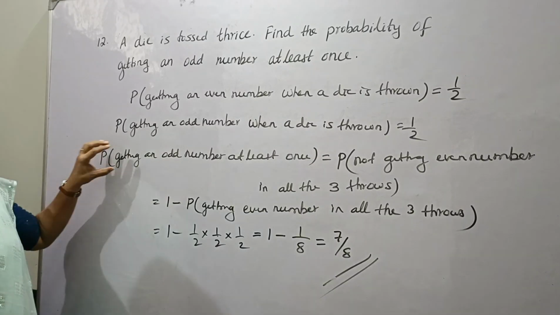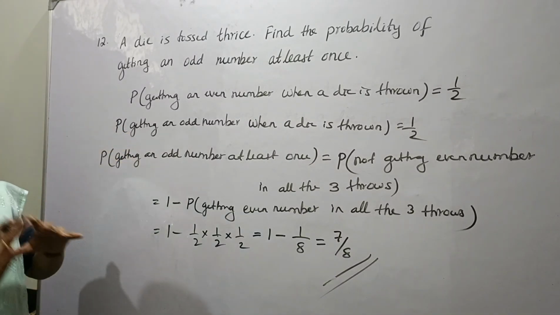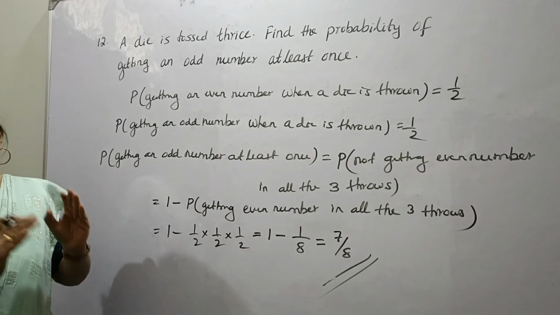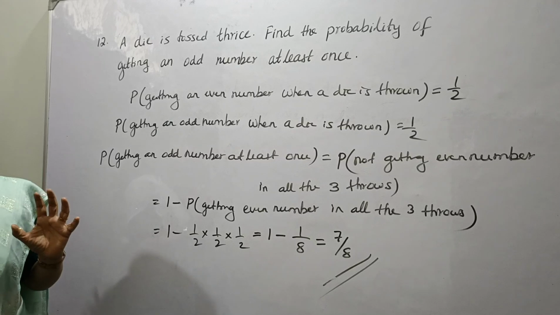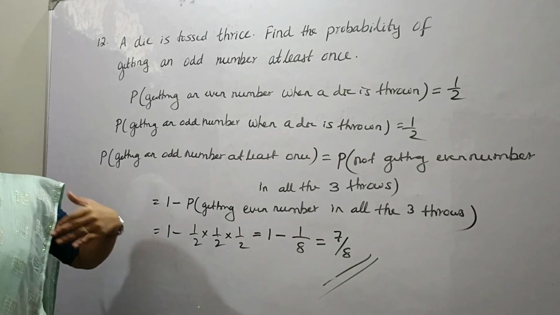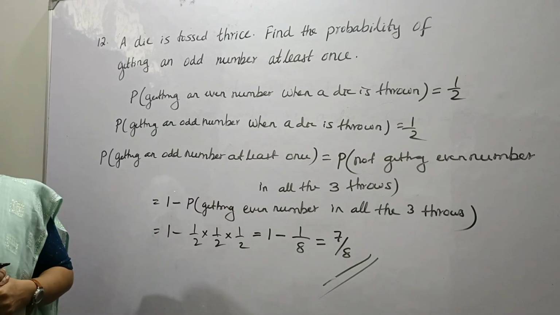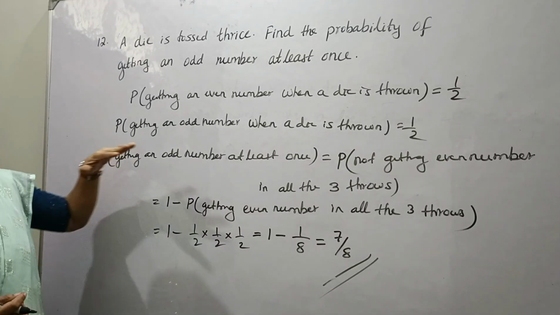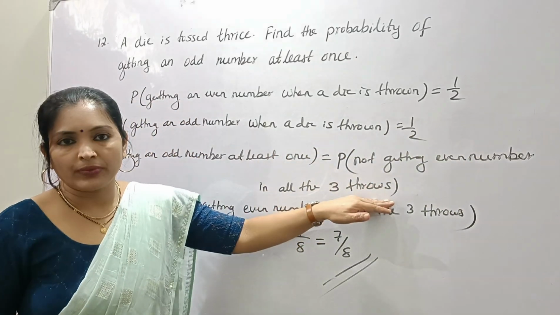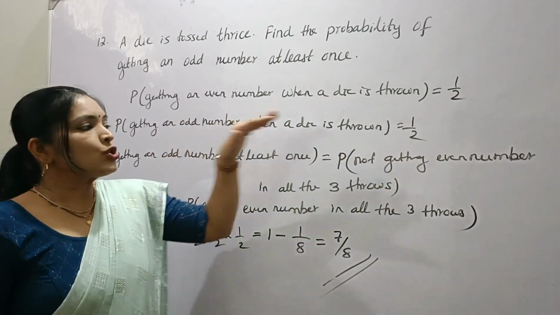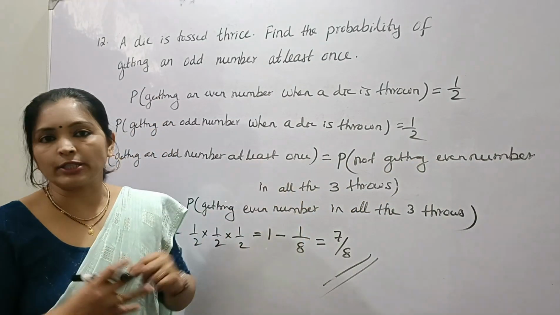Okay, because see here we cannot find this one directly. Therefore here we can find probability of getting an even number in all the 3 throws. That one we can find. So take its complement. Its complement is nothing but probability of getting an odd number at least once. Right? So here probability of not getting an even number in all the 3 throws, that is equal to this one. So it is nothing but it is the complement of getting an even number in all the 3 throws.